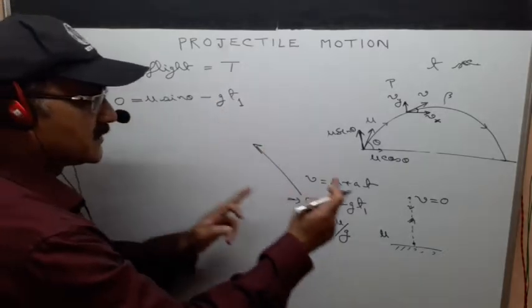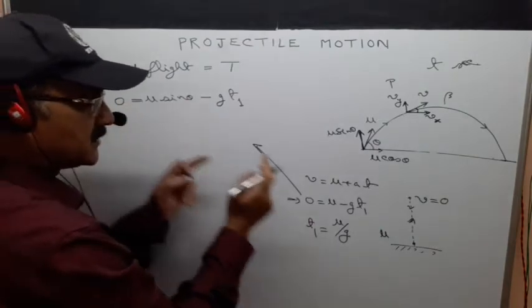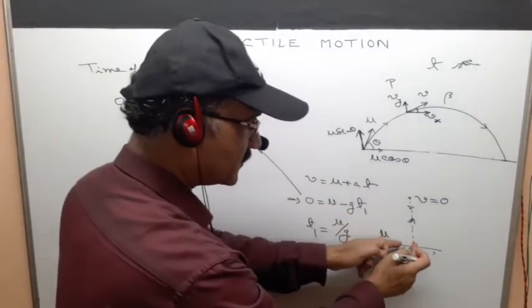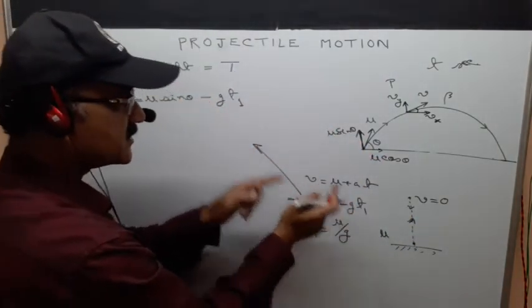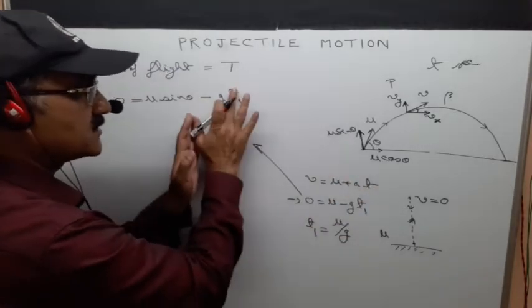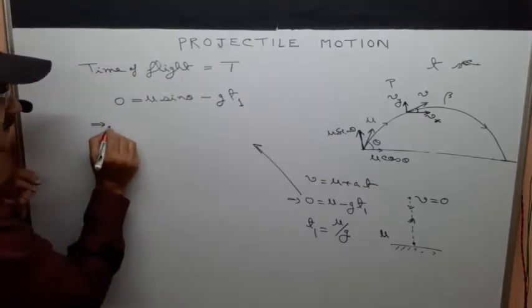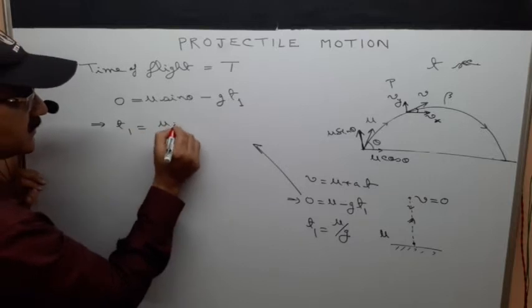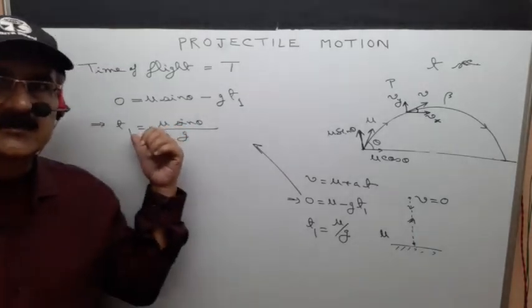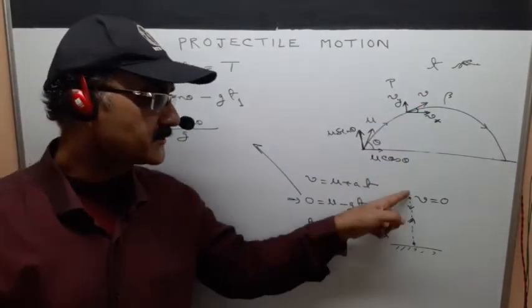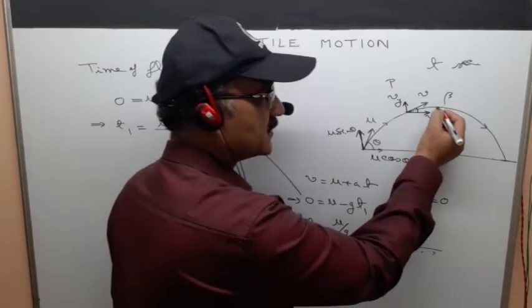This equation is similar to this equation. At the top point, the vertical velocity is 0. Initial velocity, here we had called it u, here it is u sine theta. Then acceleration is the same here, minus g, time taken is t1. Right? So from here, we get t1 is equal to u sine theta divided by g. This is the time taken to reach the highest point. Here the highest point is at this point, here the highest point is here.